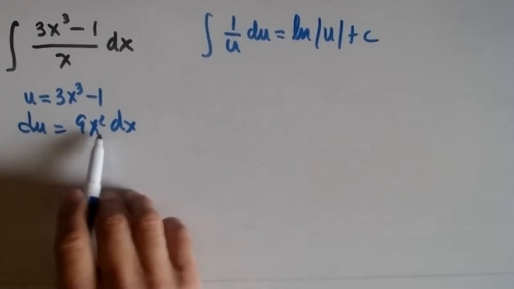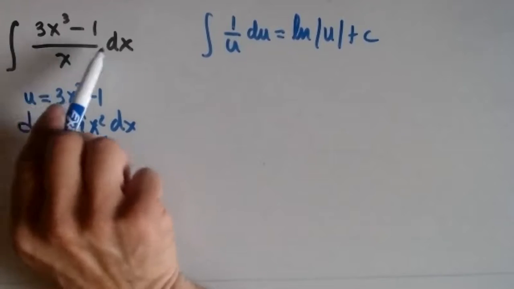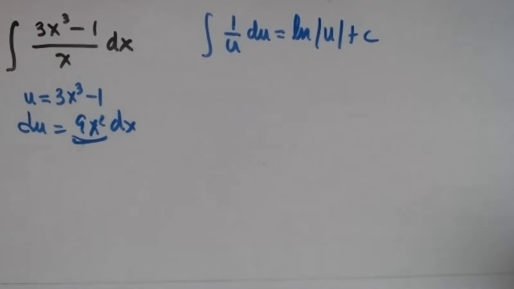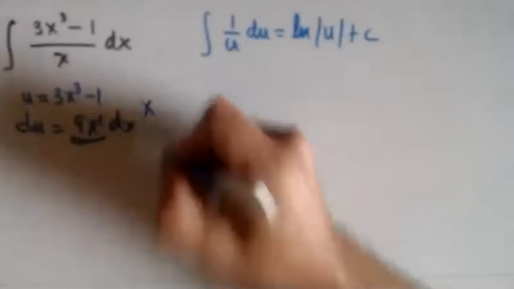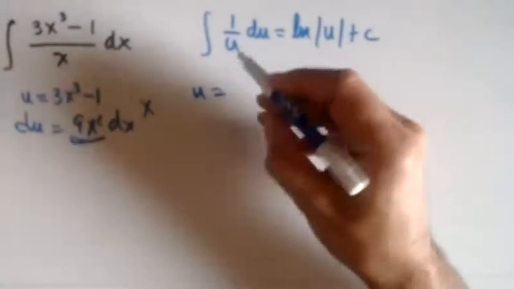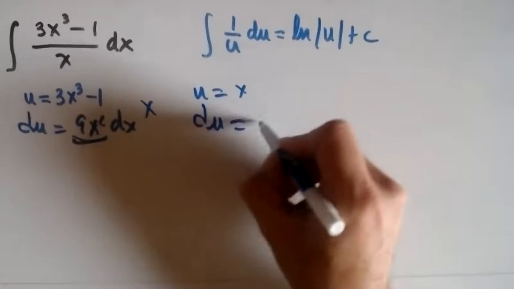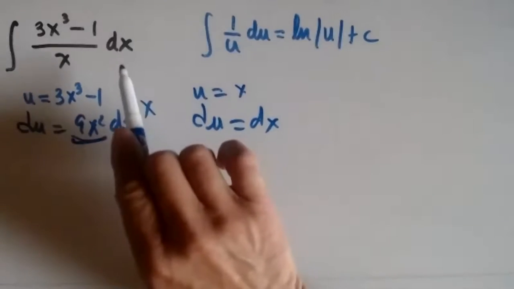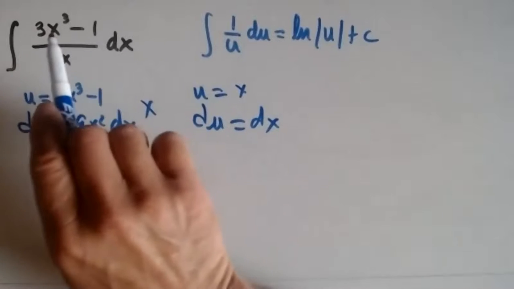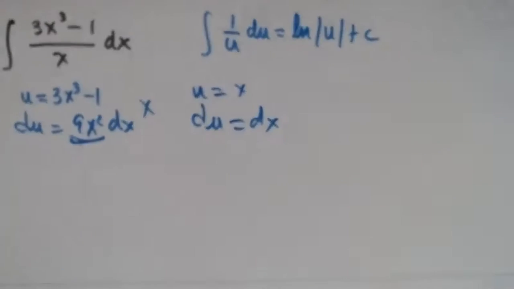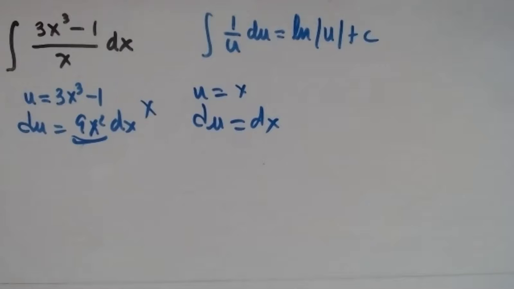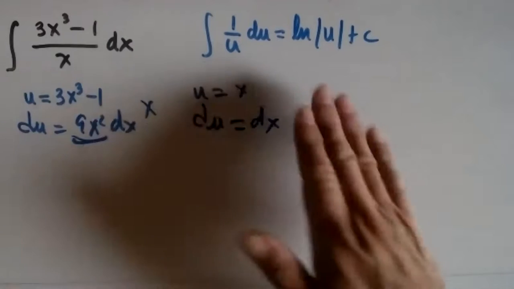But now I have to check where I have a 9x squared. Do you see a 9x squared in this expression? No. There is no 9x squared. So this is not a good choice. Remember, this is a guess and check. So this is not working. Also, if I use u equals x, du is dx, which is normal. The dx is right here, but I have this expression extra that I cannot cancel out. So I'm in trouble. I cannot apply this directly.